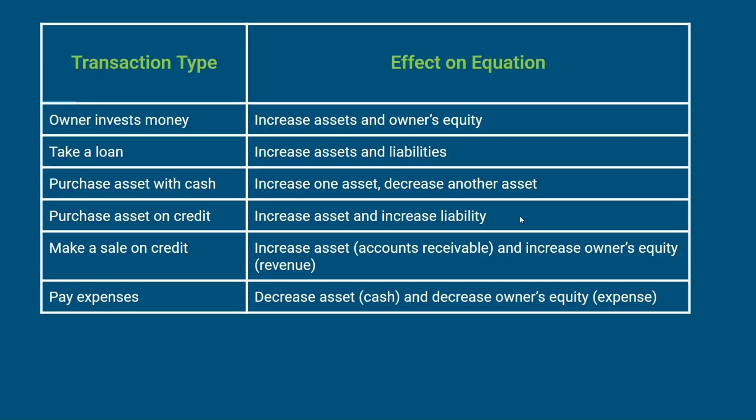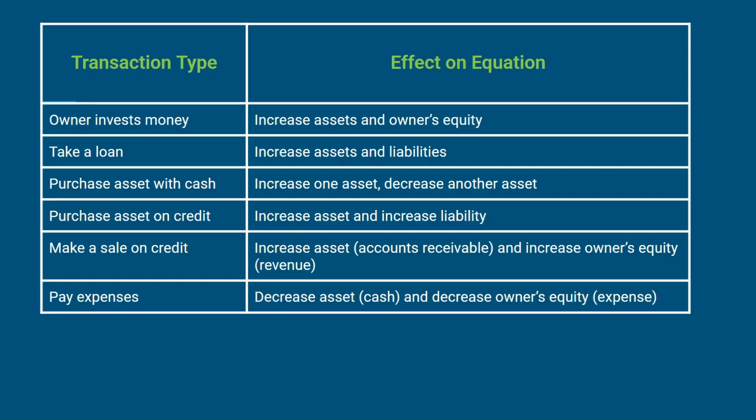Now, there are some transaction types and effects on the equation, so we have to understand the equation on a deeper level. For example, let's say the owner invests some money into the business. What does this do? It increases the assets, because now the business owns more money, but it also increases owner's equity, meaning that the capital is increased as well.